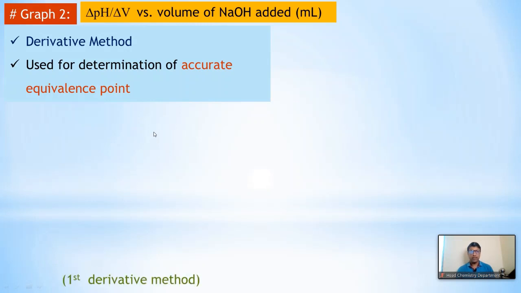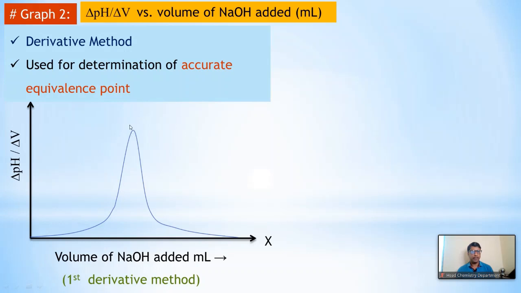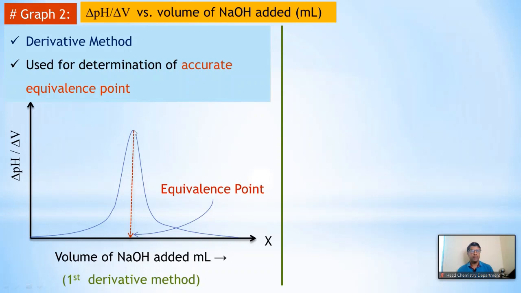In the first derivative method, we plot delta pH versus volume of NaOH added, and the nature of the graph is like this. Here we will get a sharp peak, which is the equivalence point, and it is the accurate equivalence point. This is the method from which we get the accurate equivalence point. Here is the end of our first part, the theory of pH metric titration of weak acid.